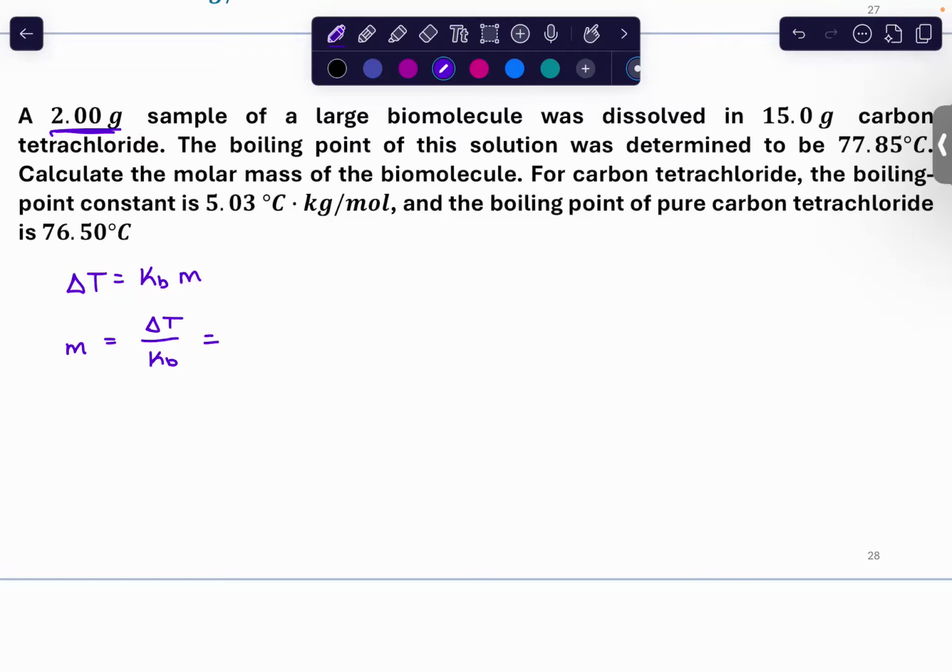so what, our delta T, and then our KB is our 5.03. And we see kilograms per mole. This is going to give us 0.268 moles of our biomolecule per kilogram of carbon tetrachloride.